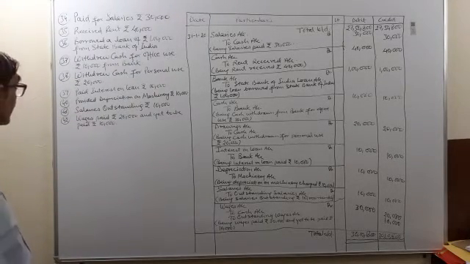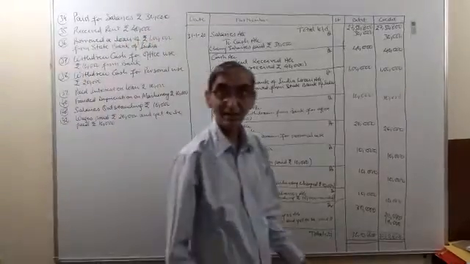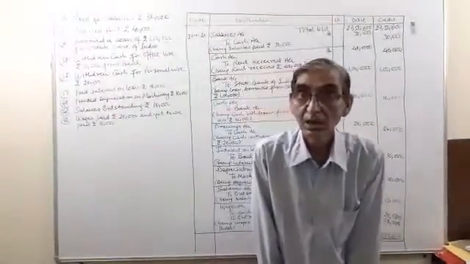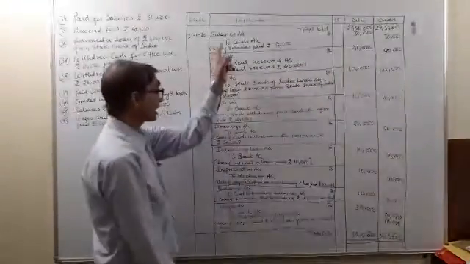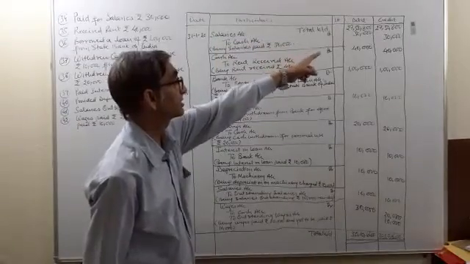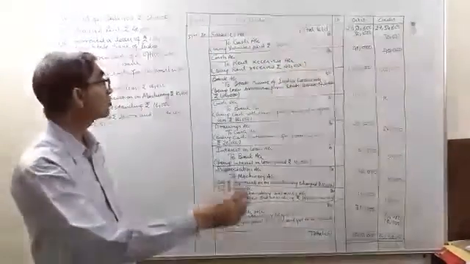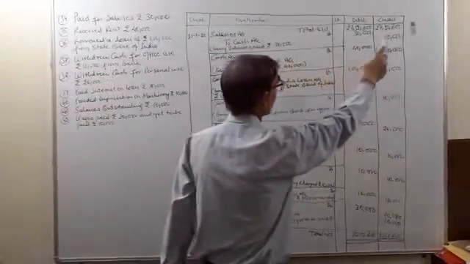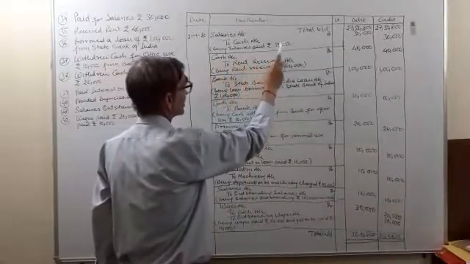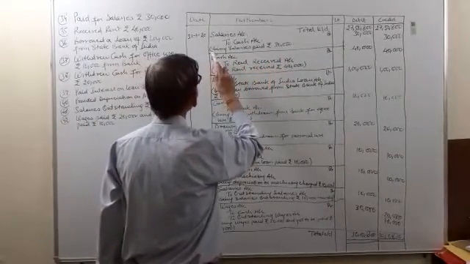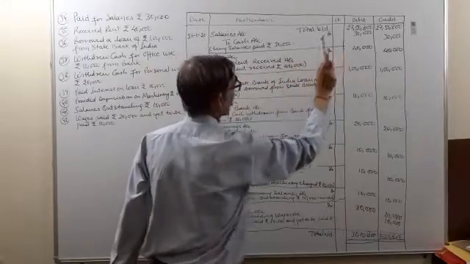The transaction says paid for salaries rupees 30,000. Salaries is an expense of the firm, so all the expenses are debited. Therefore salaries account will be debited rupees 30,000. And what is going out? Cash is going out. Therefore cash account will be credited rupees 30,000. Narration being salaries paid rupees 30,000. We will draw a line from the beginning of the particular column till the end of the LF column.